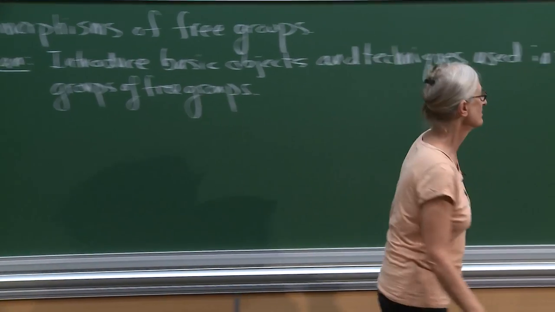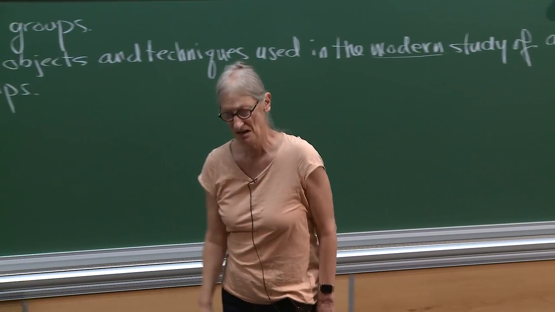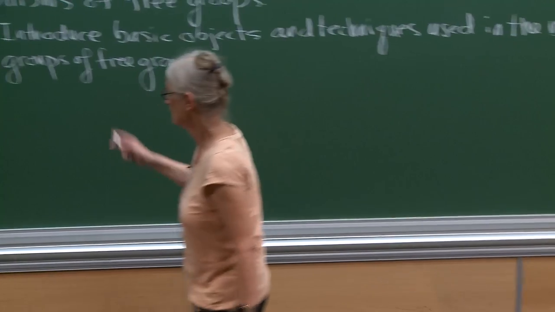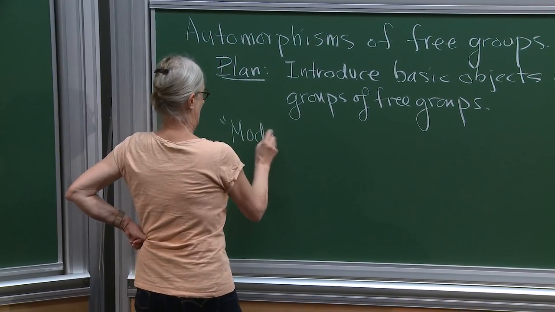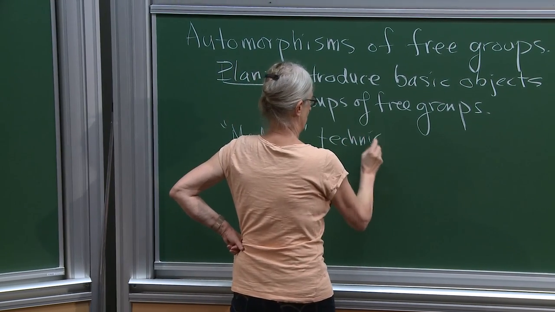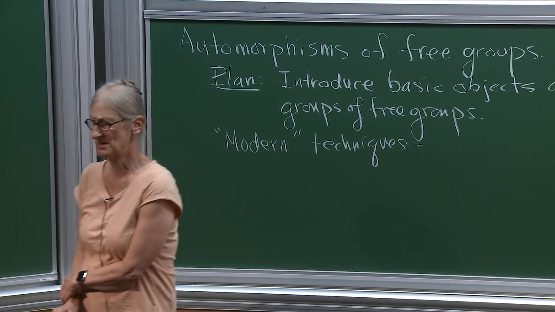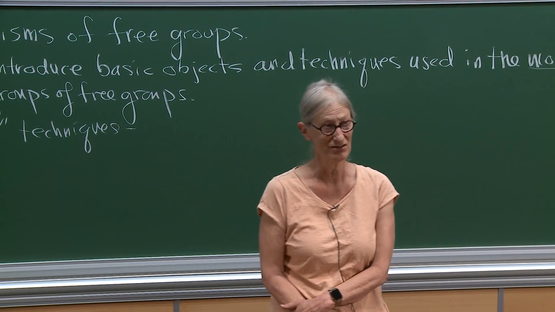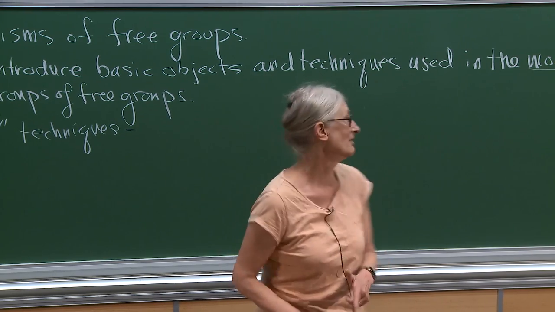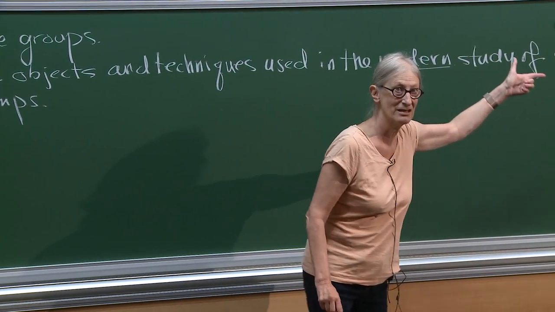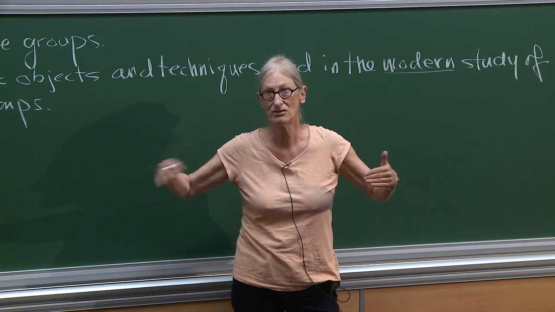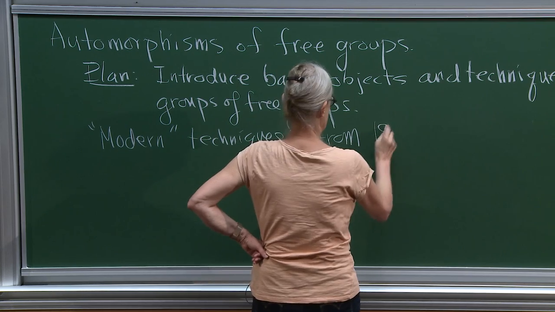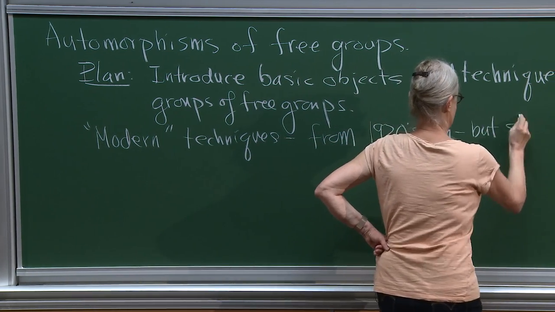Now I say we're going to introduce stuff that's used in the modern study of automorphisms of free groups, but these objects and techniques, it turns out, are not necessarily so modern. So I'm going to start today with some techniques that were invented in the 1970s. And in fact, I'll go back to some techniques that were invented in the 1920s and 1930s, so almost 100 years ago. But it turns out that they're still relevant and still useful. And if you want to understand what people are doing today to study automorphisms of free groups, you have to know this language and these techniques because it's kind of part of the undercurrent of what's happening today. From the 1920s on, but still useful.